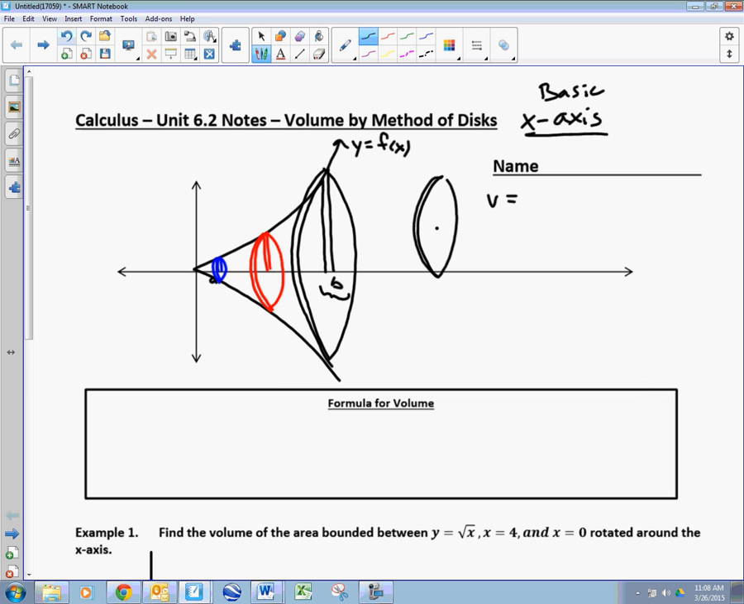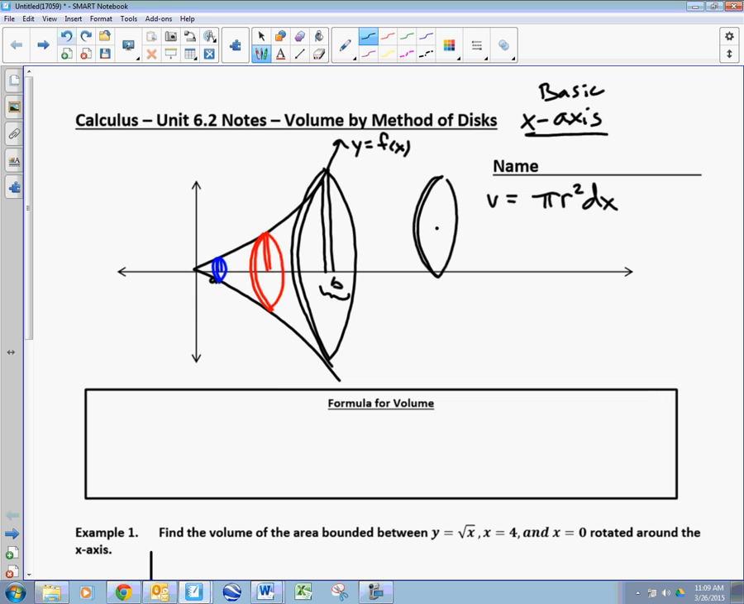Close. Height times pi. Not quite. Yeah, it's like a cylinder. Come on. Pi r squared. Thank you. That's the area of a circle. So that's the area of the top portion of the disk. But then I have to multiply it by the width. What's the width?